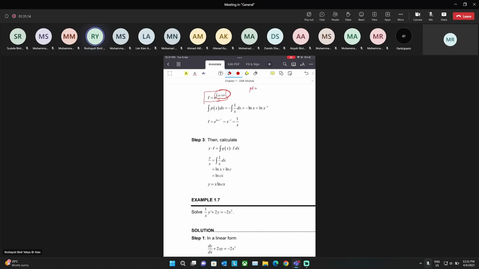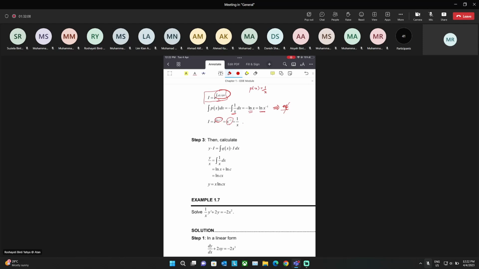Just now we have p(x) equal to negative 1 over x. So integrate p(x) dx, integration of negative 1 over x is negative ln x, so you can also write it as ln x to the power of negative 1. Then I equal to exponential of ln x to the power of negative 1. Okay, class, you do not need to put plus c for the integrating factor. So exponential ln x negative 1 equals x negative 1, equal to 1 over x.